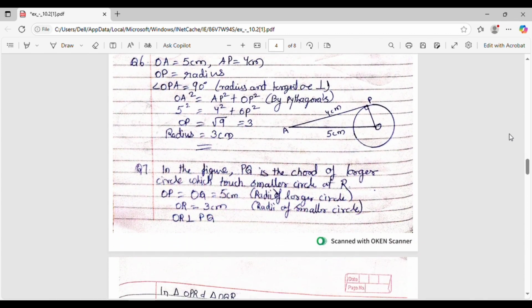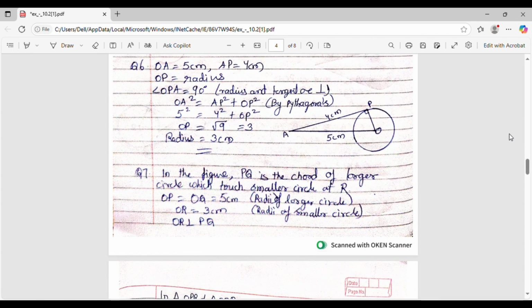Question number 6. The length of tangent from point A at a distance 5 cm from the center of circle is 4 cm. Find the radius of the circle. So as you can see in the figure, we will apply Pythagoras theorem and we will get OA square is equal to AP square plus OP square. And after solving, we will get OP as 3. So the radius of the given figure would be 3 cm.